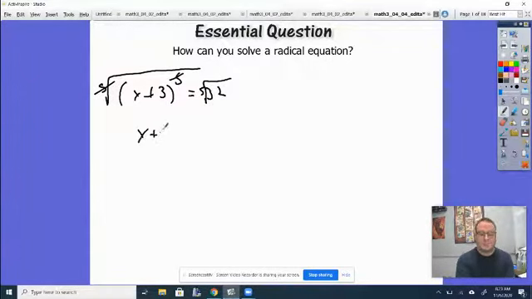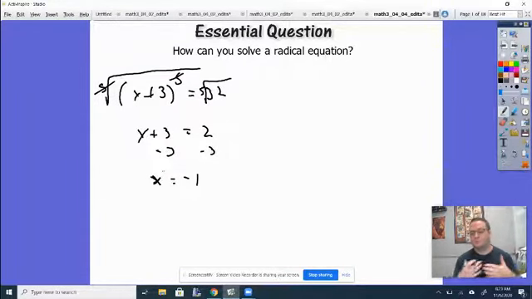And then I had x plus 3, and then this turns into 2, and then I have minus 3, and I get x equals negative 1. So this worked really nice for us. It wasn't too bad of a section.